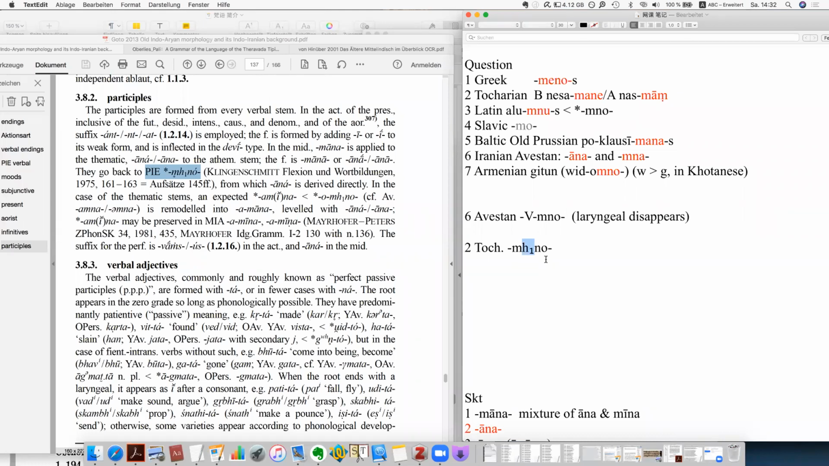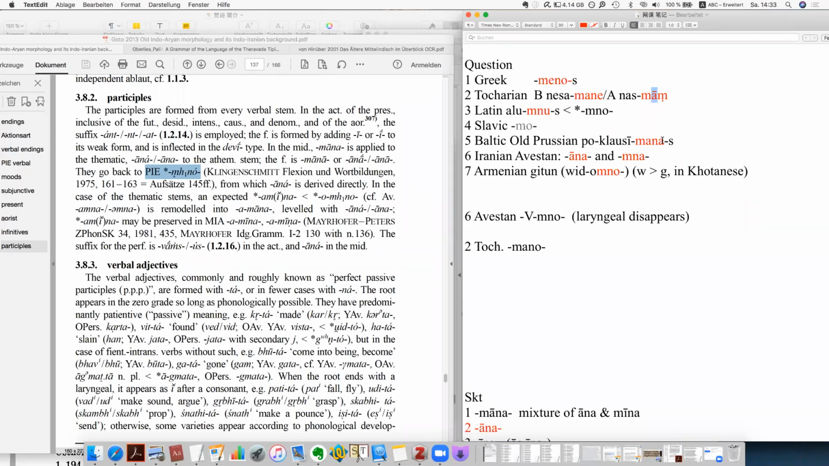And in Tocharian, because the laryngeal becomes R in Tocharian, and then we have mane and mh₁. And this is the Eastern Tocharian form. The R is due to the accent. So the accent in Tocharian A is different from Tocharian B. Okay. So this is the reason in Tocharian mh₁no.